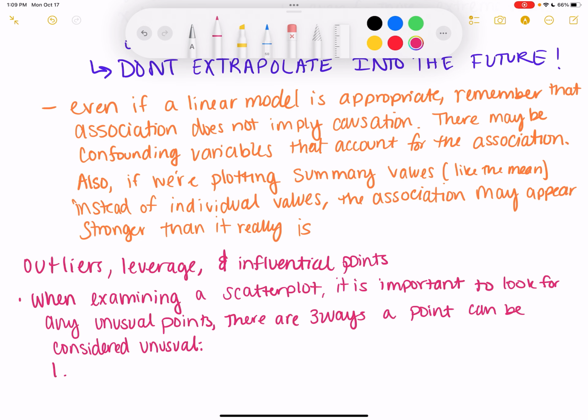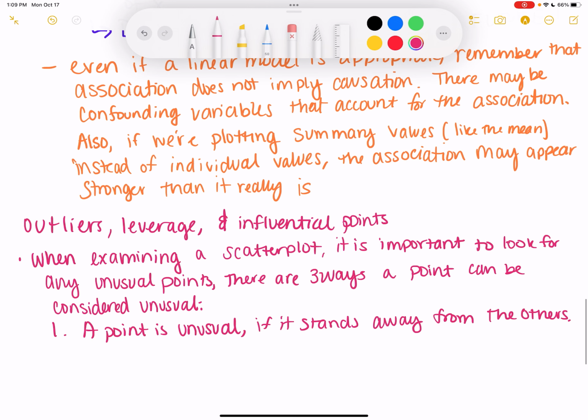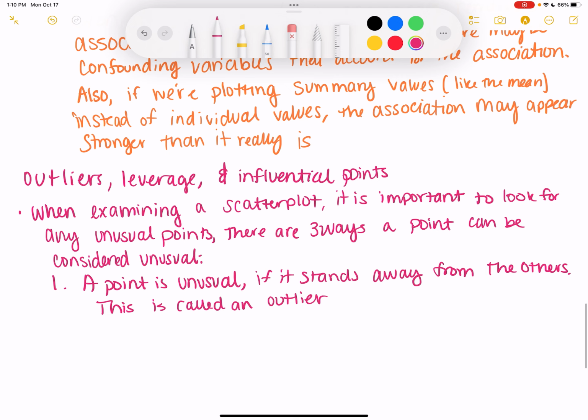The first one is a point is unusual if it stands away from the others. This is called an outlier. That one's probably pretty self-explanatory.